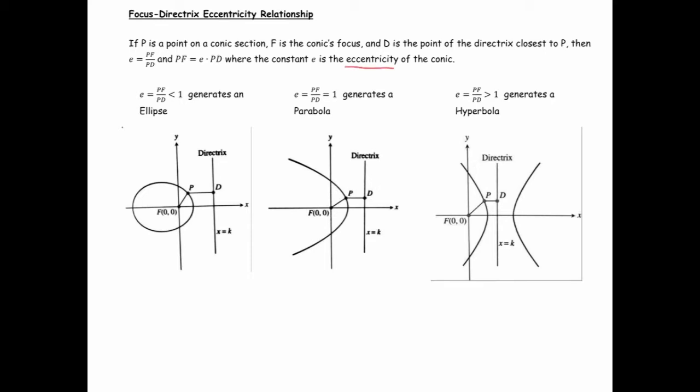And the value of e will determine what type of conic we're looking at. So if e is less than 1, then we're looking at an ellipse. If e is equal to 1, we're looking at a parabola. And if e is bigger than 1, then we'll be looking at a hyperbola. It's not stated here, but it's important to understand that a hyperbola will actually have two directrixes. I'm not sure about the plural of that. It'll have two foci and two directrixes. So just keep that in mind.